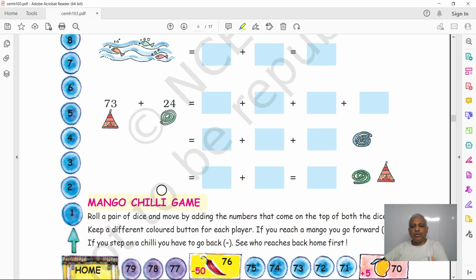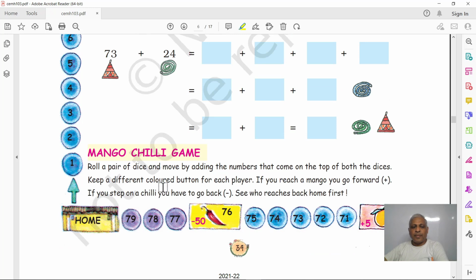This is some mango chili game. This is home. Roll a pair of dice and move by adding the numbers that come on the top of both dice. Keep a different colored button for each player. If you reach a mango, you go forward. If you step on a chili, you will have to go back one. See who reaches back home first.